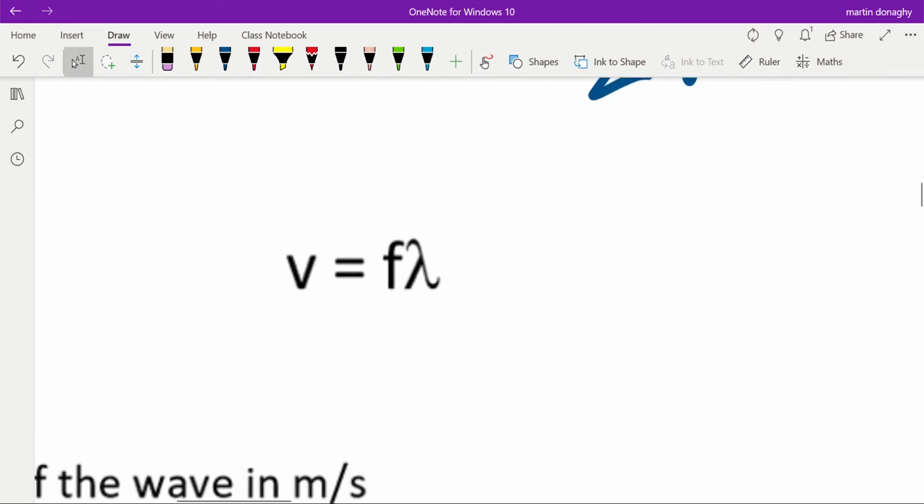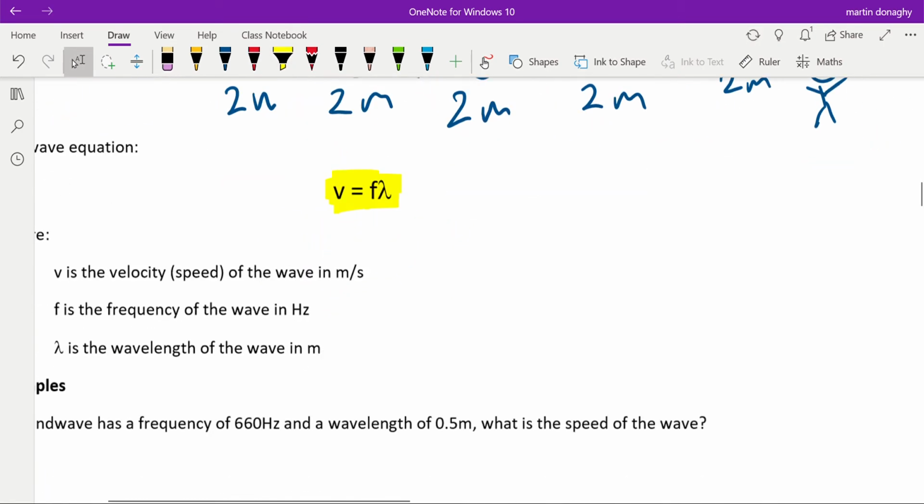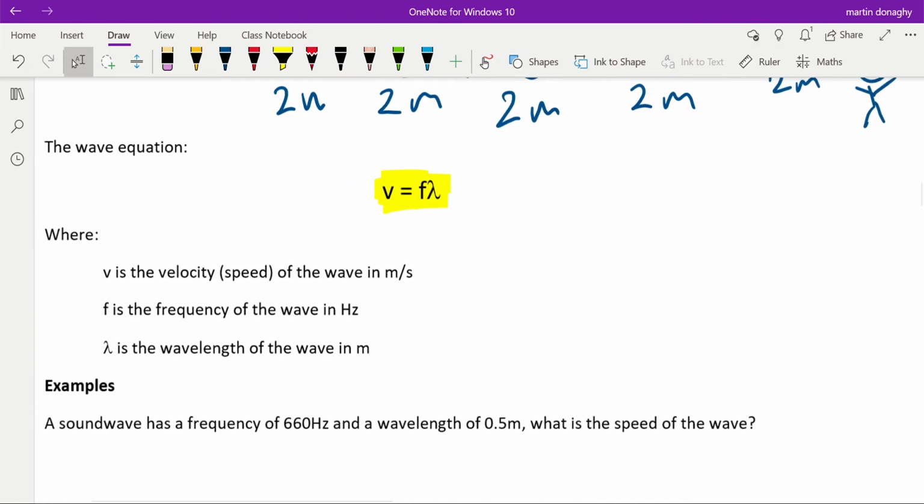It is something you're going to have to learn off for your exams. And you'll have to also learn how to use it. The velocity of the wave here is just the speed in meters per second. The frequency is the number of waves we see per second, which in other words is just hertz. And lambda is the wavelength, which should be in meters.